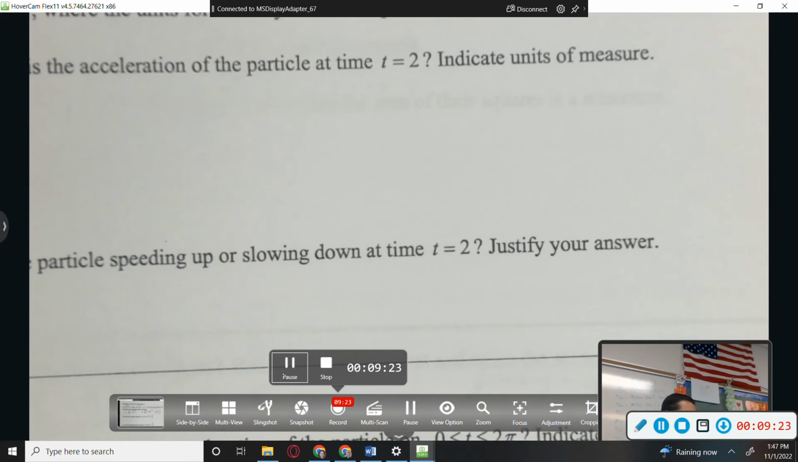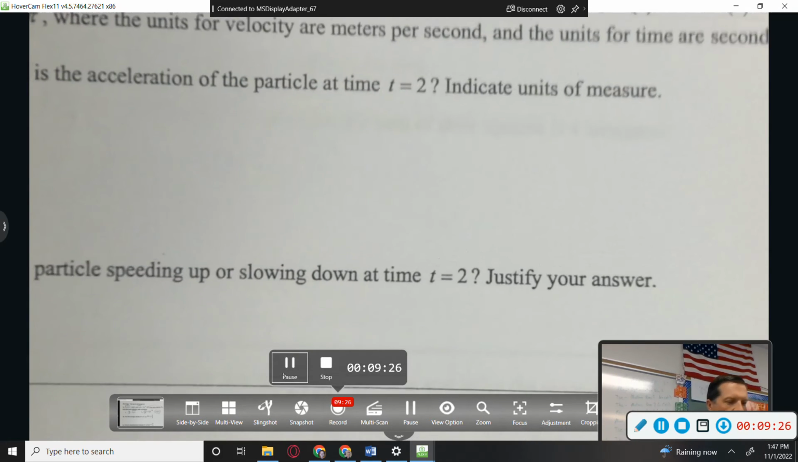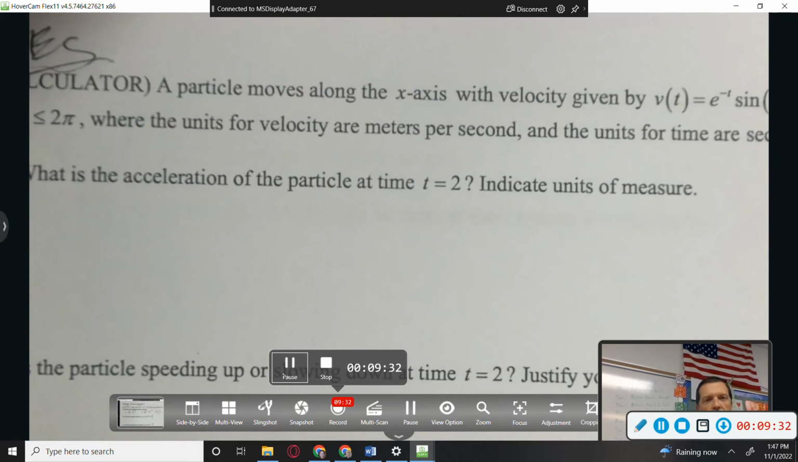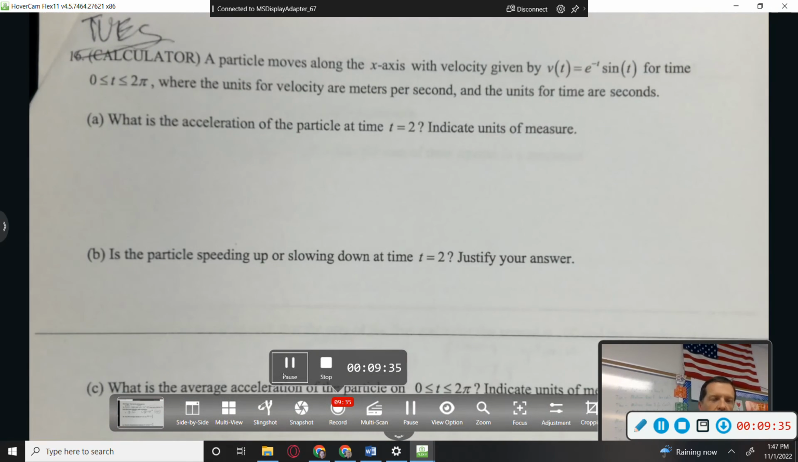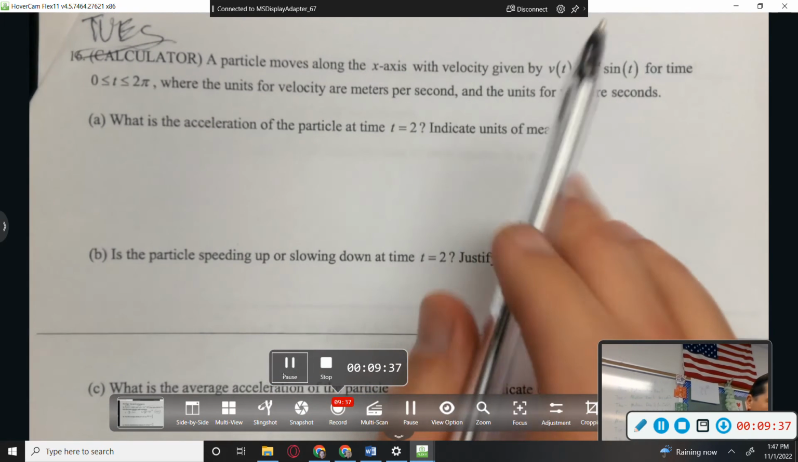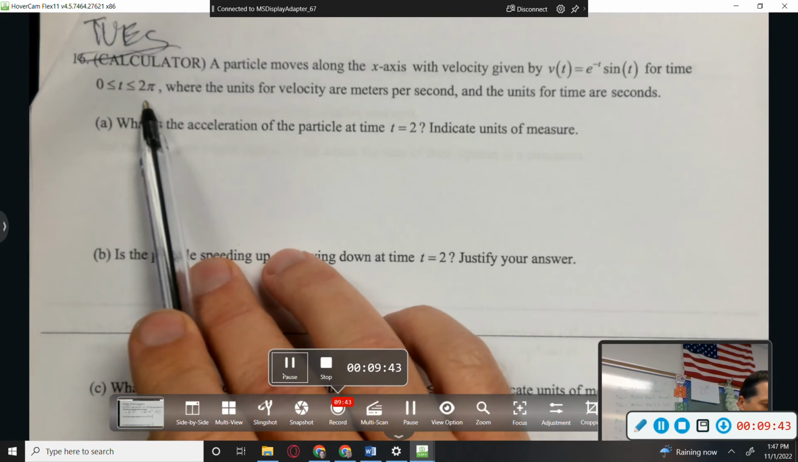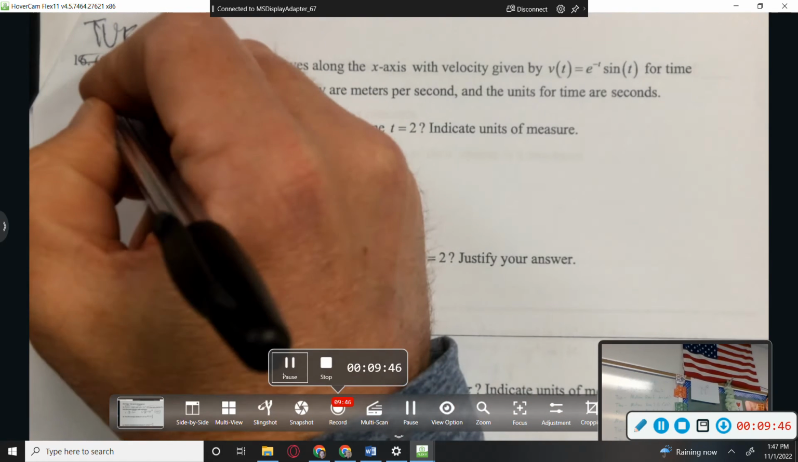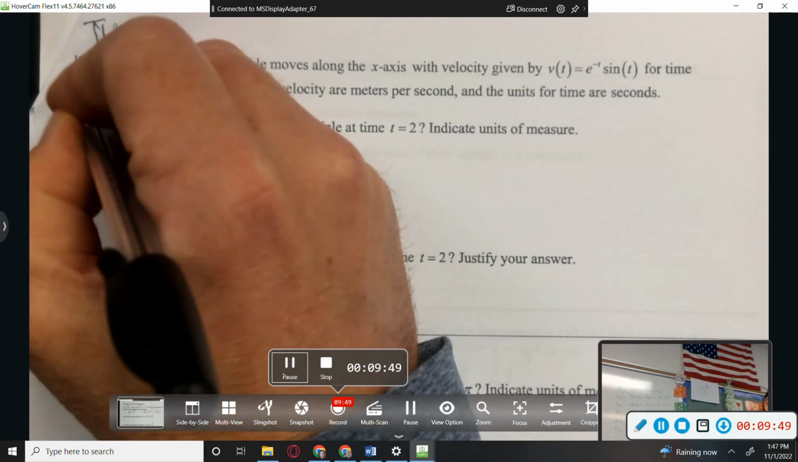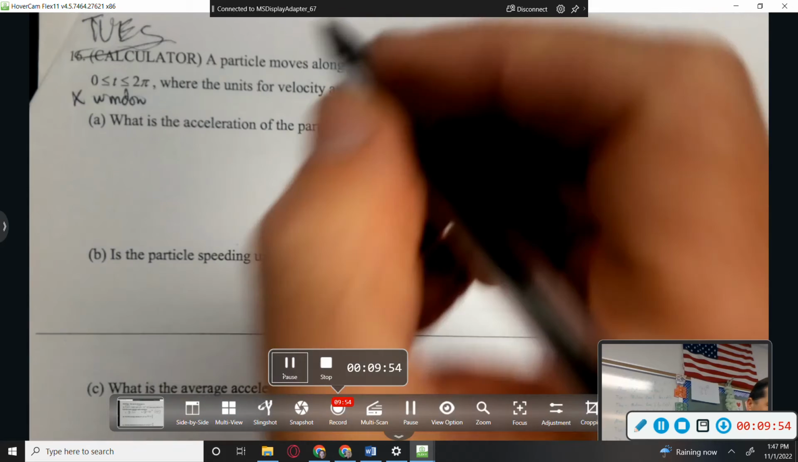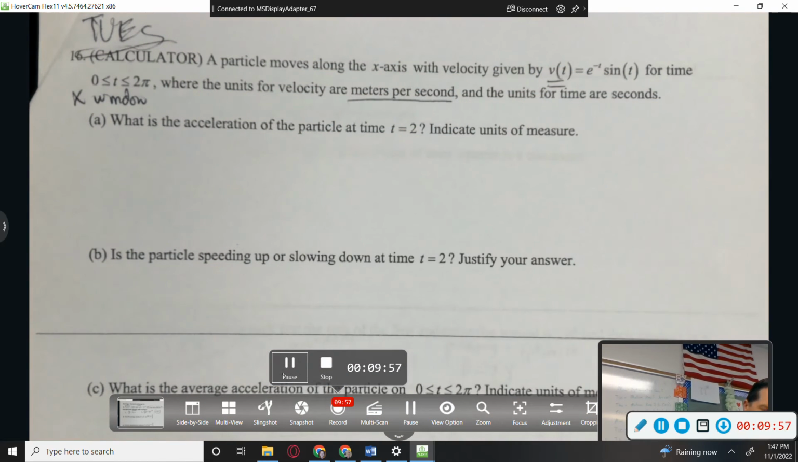All right, let's do number 16. So we did an optimization, we looked at graphs. Now let's do a calculator problem with all sorts of stuff on there. All right, a particle moves along the x-axis with velocity. Okay, that's velocity. Between 0 and 2 pi. So I'm thinking that's my x window. That's velocity. Velocities are meters per second. Time is in seconds. What is the acceleration of the particle at time equals 2?